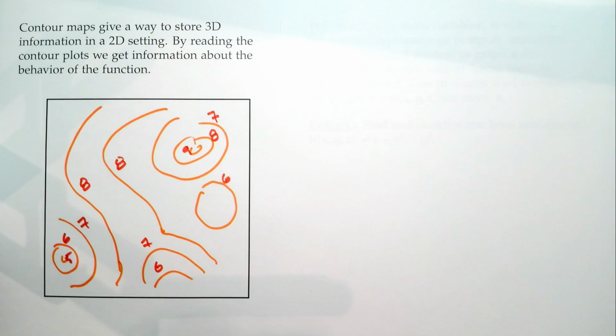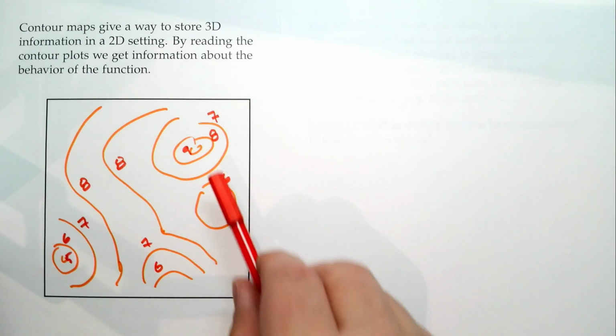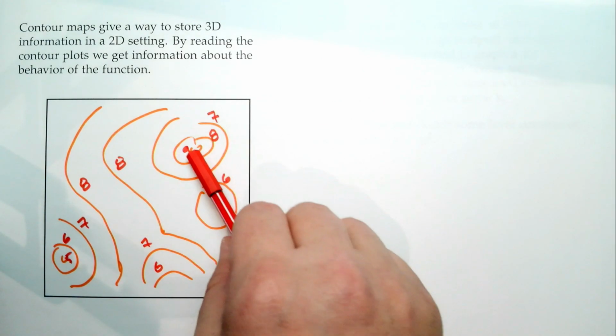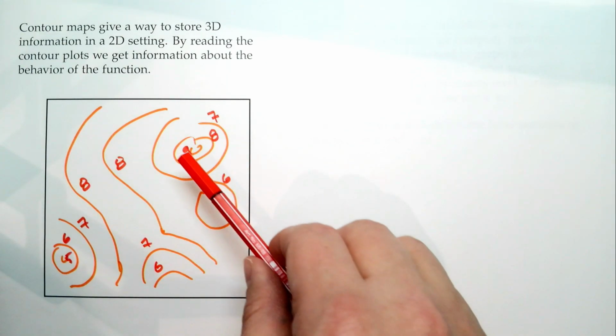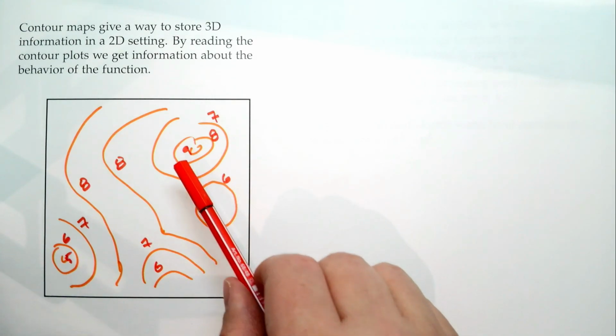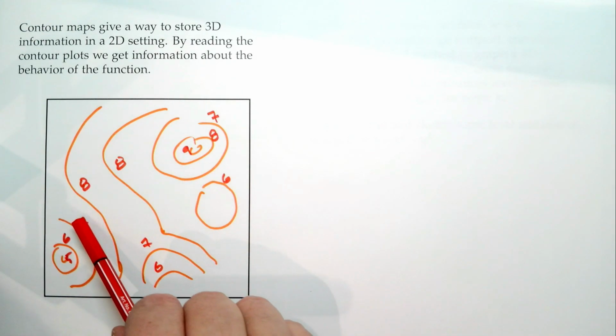Once you have this topographical map, there are certain things you can start to recognize. For instance, what's happening here? I see 7, 8, 9. What's going on? You're going up to a peak. So this is a mountain. On the other hand, 7, 6, 5, what's that? Going down. So, for instance, you might have an open mine pit where the elevation drops.